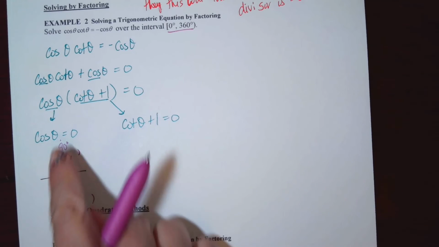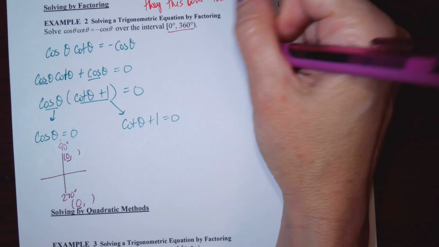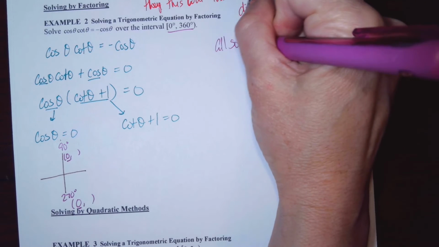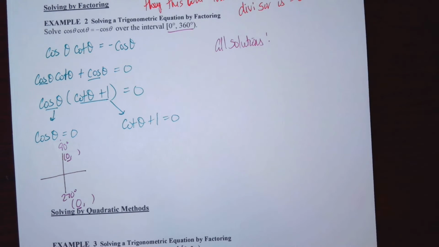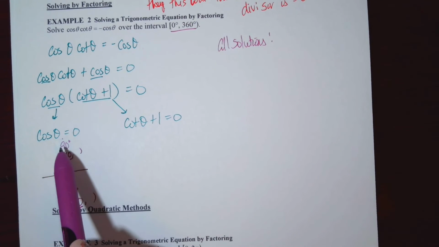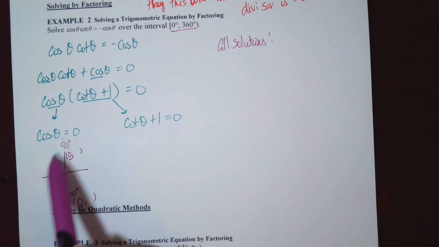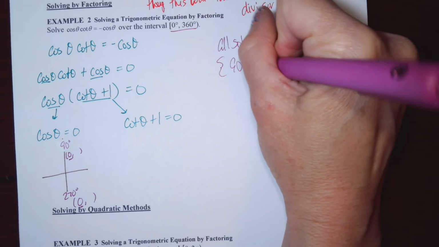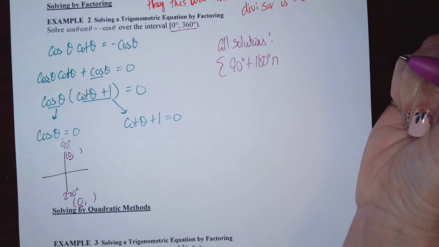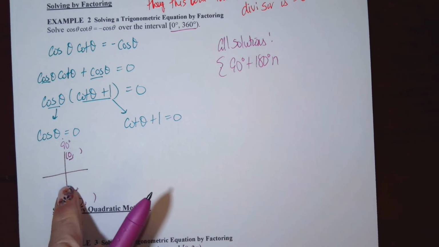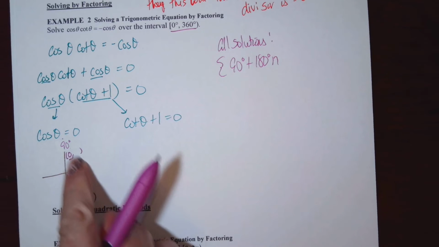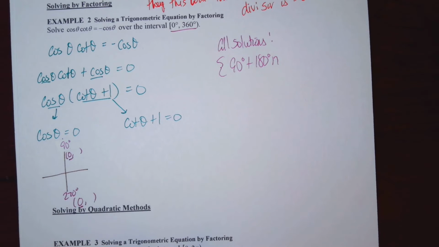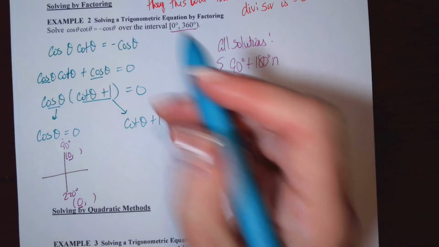So if I wanted to make an all solution statement for this, yes, cosine is periodic over 2 pi, but I can see that because this is a special case with quadrantals, I could start at 90 and add 180. So 90 degrees plus 180 degrees n, where n is any integer, and I'm going to pick up every single one of those angles that terminate at either of those locations. Okay, so let's finish working with this one.